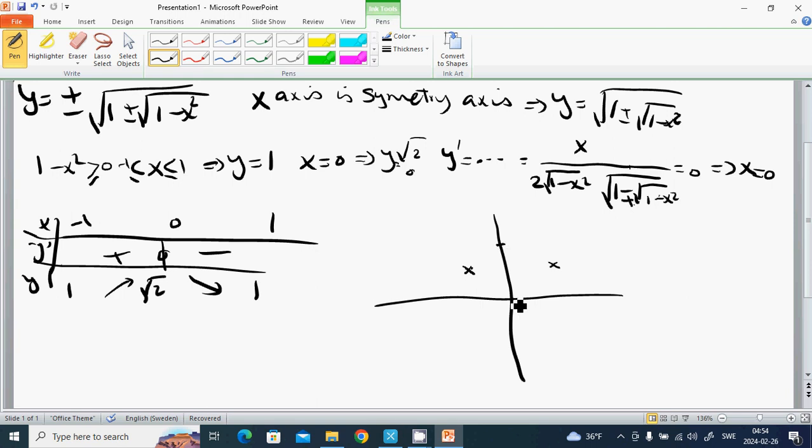Then we have this, and the x-axis is the symmetry axis. Then we have this diagram.